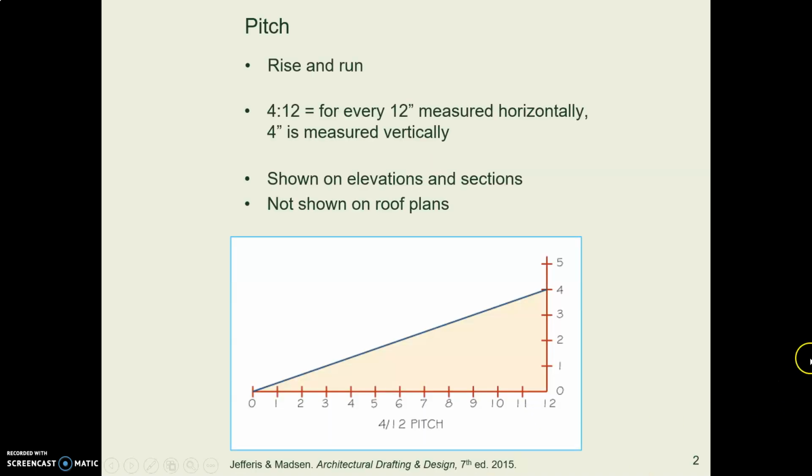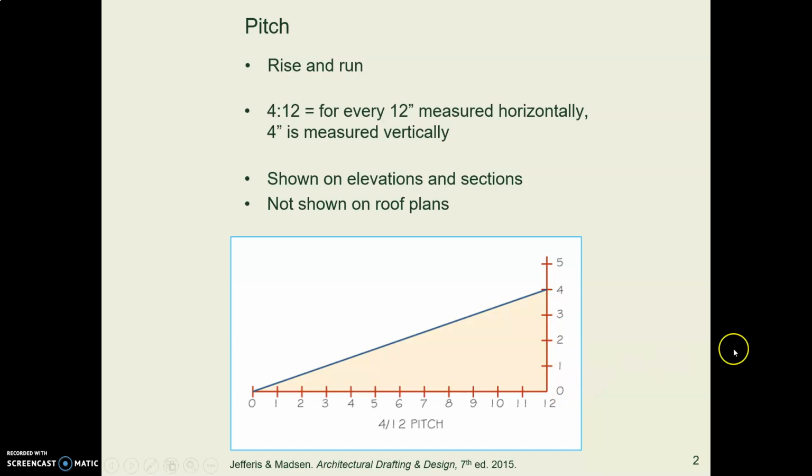Now we'll move up to the roof of the house, and first we'll look at what pitch means, because you will see this on drawings. Pitch is a measure of the slope of the roof, and the way we describe it is we think about in 12 inches of horizontal run, how many inches of vertical rise are there? And people often say rise over run.